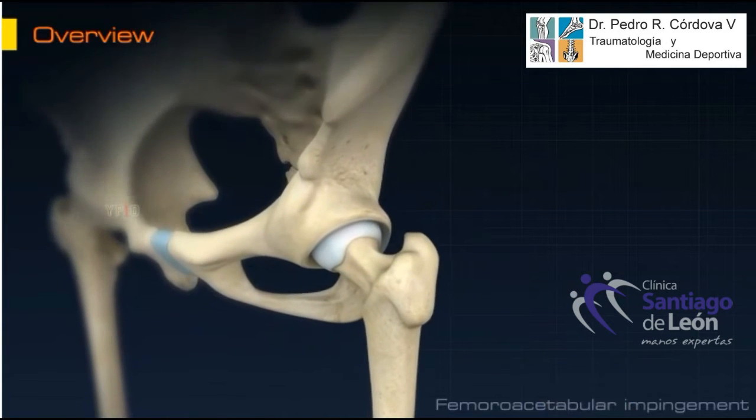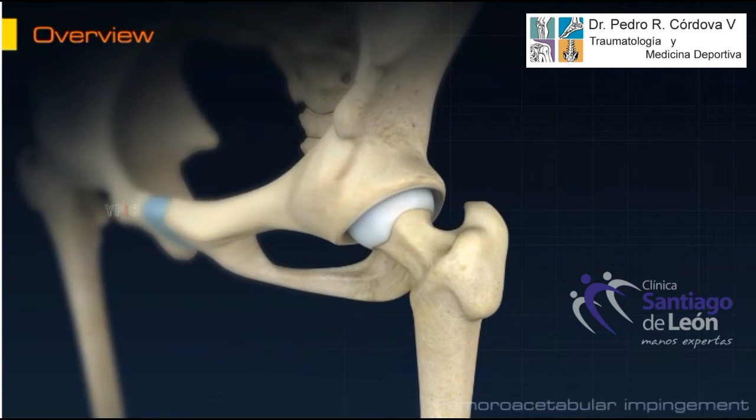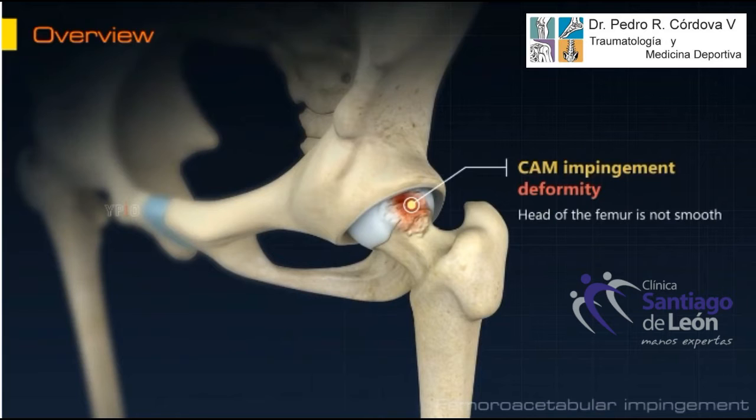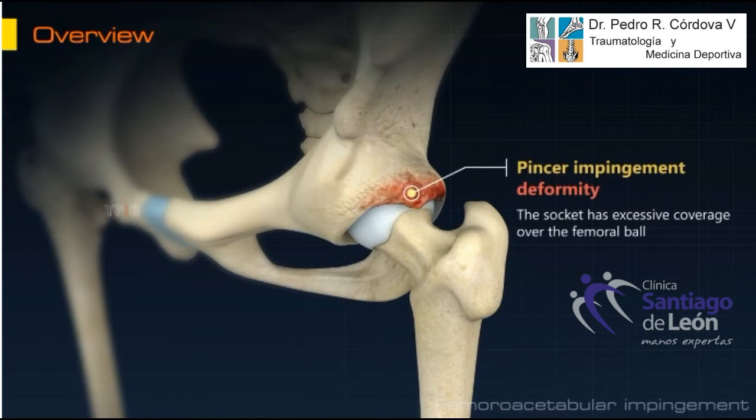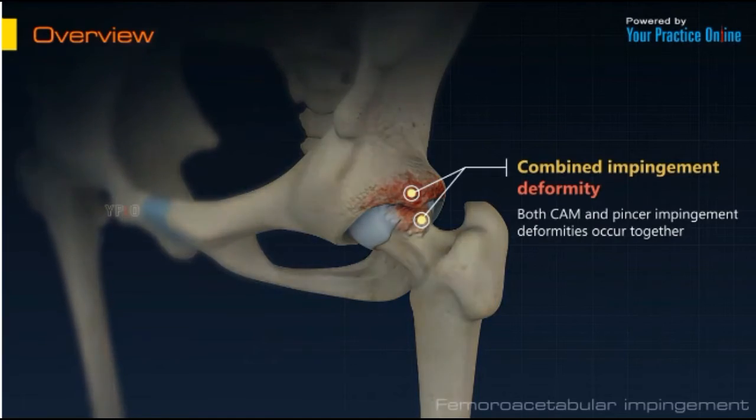Femoroacetabular impingement is commonly classified into three forms based on the affected region of the hip joint. Cam impingement deformity: a condition where the head of the femur is not smooth and rubs against the socket bone. Pincer impingement deformity: in this condition, the socket has excessive coverage over the femoral ball. Combined impingement deformity: this is a special condition in which both cam and pincer impingement deformities occur together.